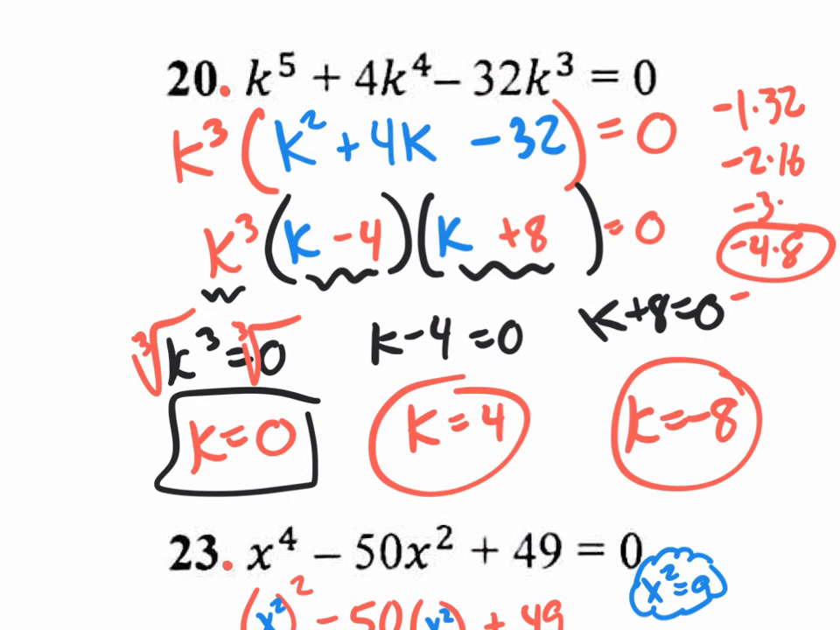It is possible for it to cross a maximum of 5 times, but this 0, because it had the power of 3 on it, technically represents three zeros. There's a multiplicity of 3. I'm just throwing that vocab term out there. We're going to learn about that next week.